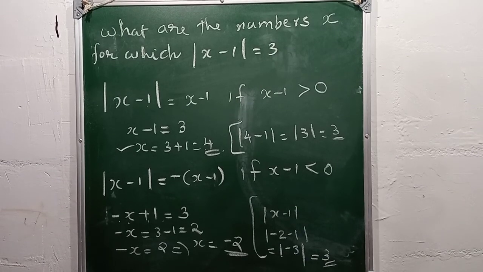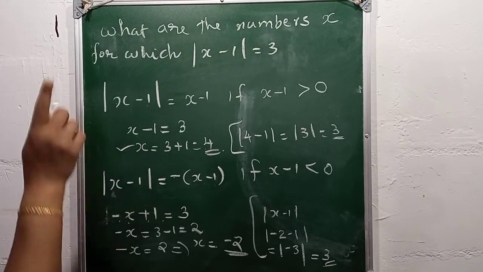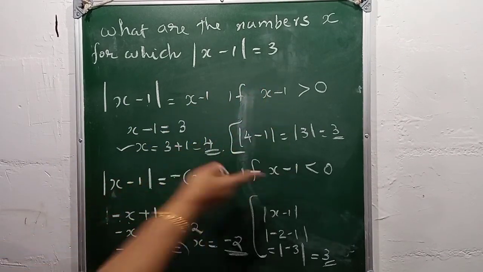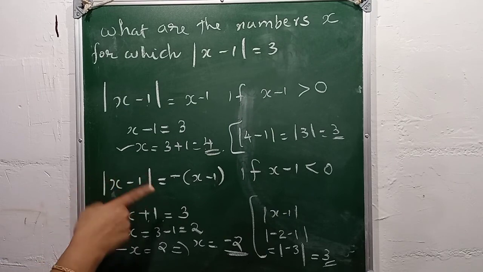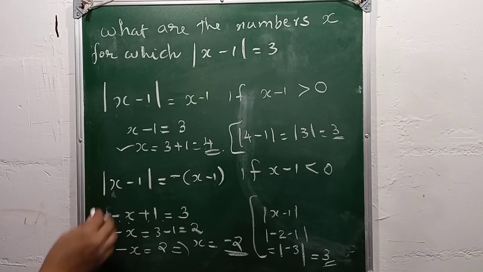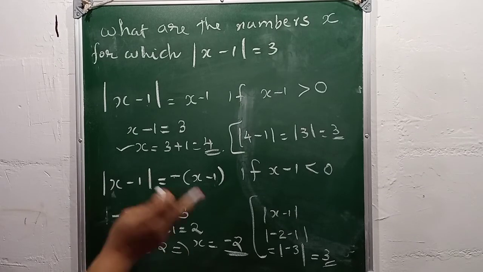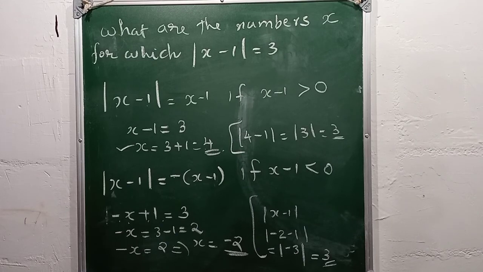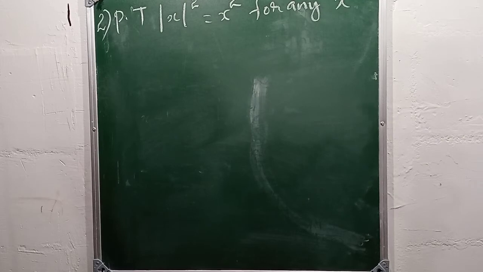So, if x minus 1 is greater than 0, then mod x minus 1 is equal to x minus 1. If x minus 1 is less than 0, then mod x minus 1 is equal to minus of x minus 1. Then we get two values for x. One is x is equal to 4 and the other is x is equal to negative 2. In both the cases, we have modulus of x minus 1 equal to 3.